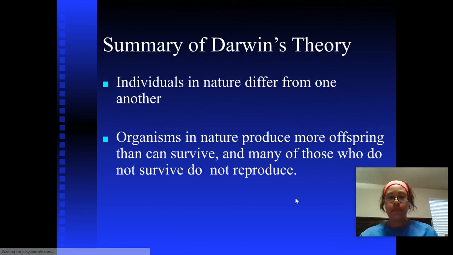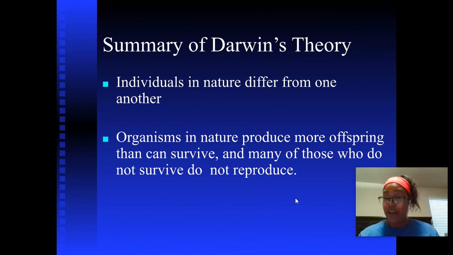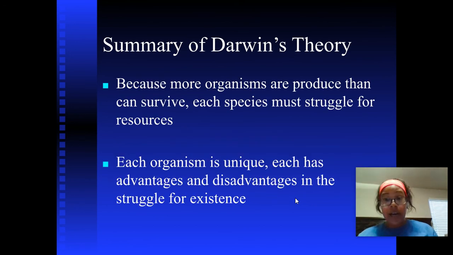All right, so to summarize, individuals in nature differ from one another. The organisms in nature are going to produce more offspring than can survive. The ones that don't survive probably will not reproduce, or they probably will die before they reproduce. Because we have more organisms than can survive, there's going to be some type of struggle for resources. Some organisms are going to have an advantage and some will have a disadvantage in this struggle for existence.